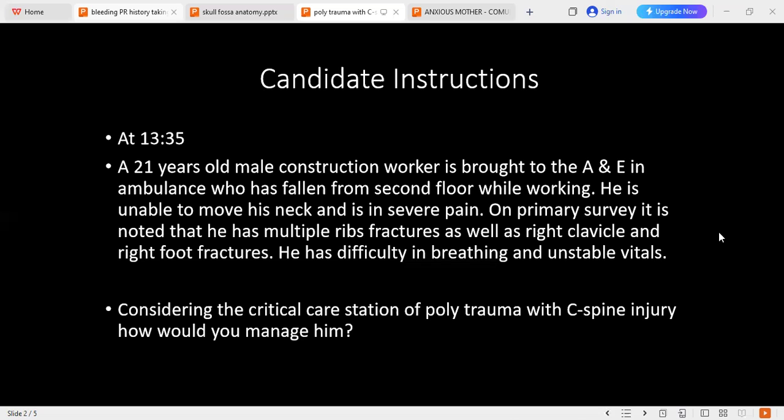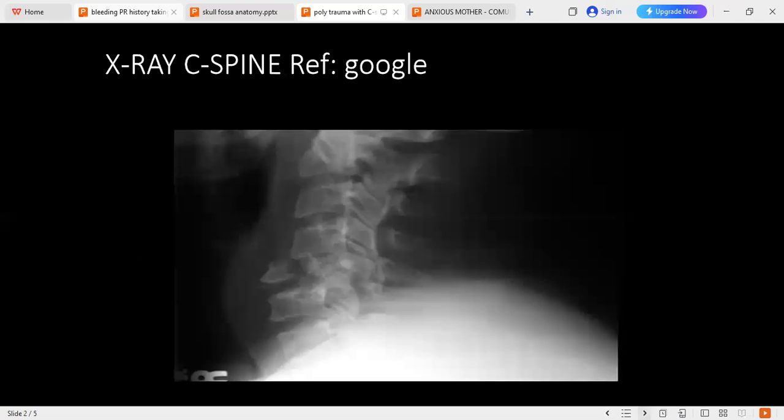I will check for color of the skin, warmth of the peripheries, and capillary refill. And if there's any obvious bleeding, I would occlude with pressure and pass two wide bore IV cannulas and take a blood sample.